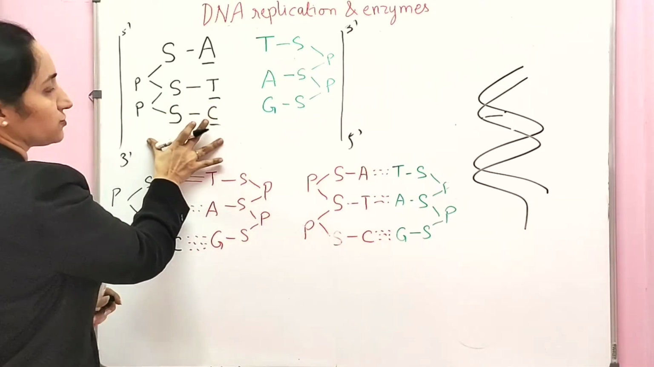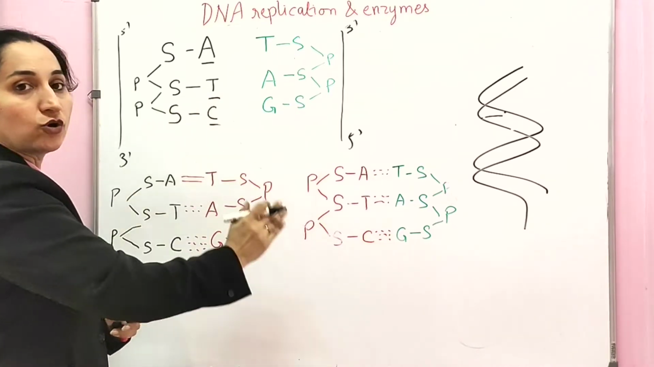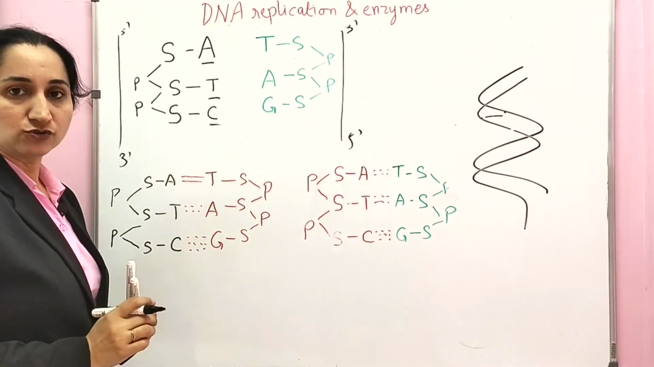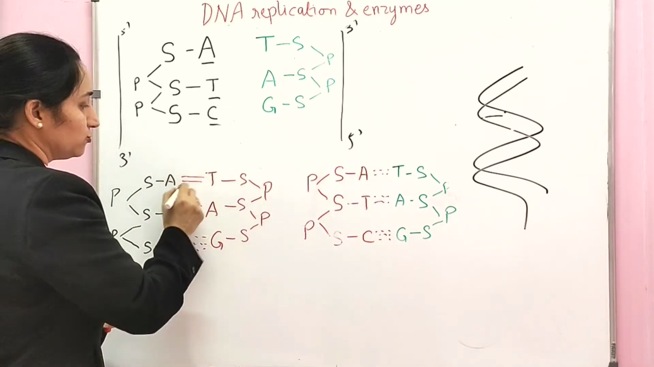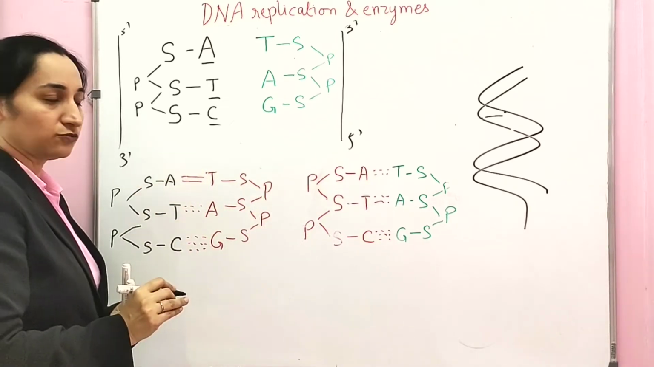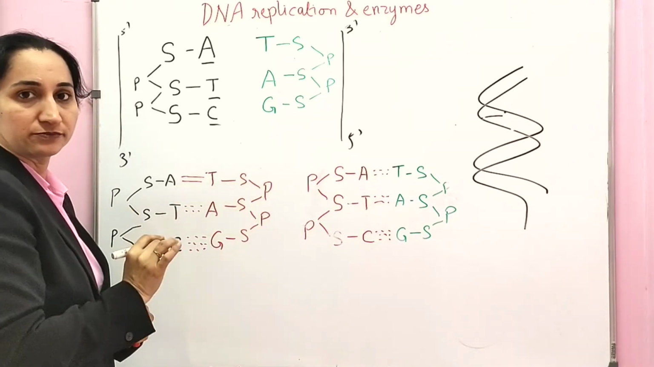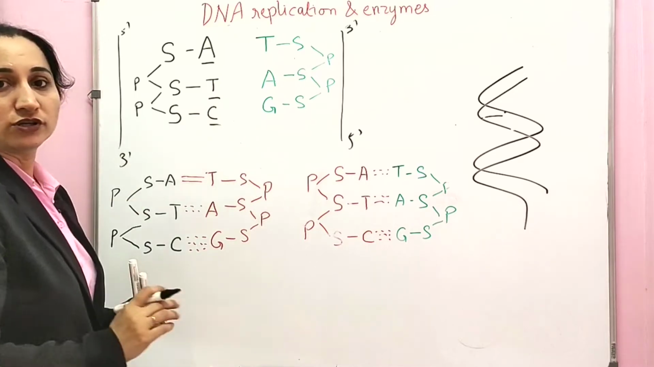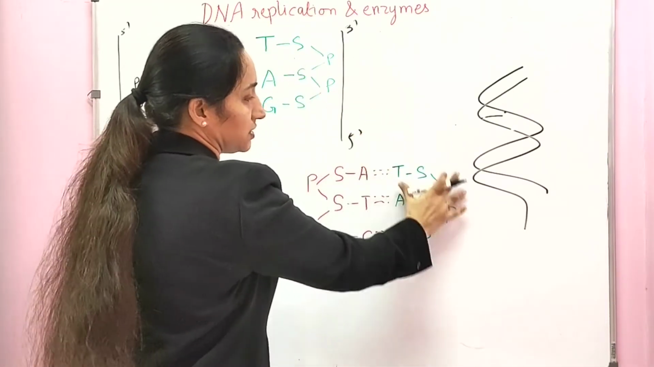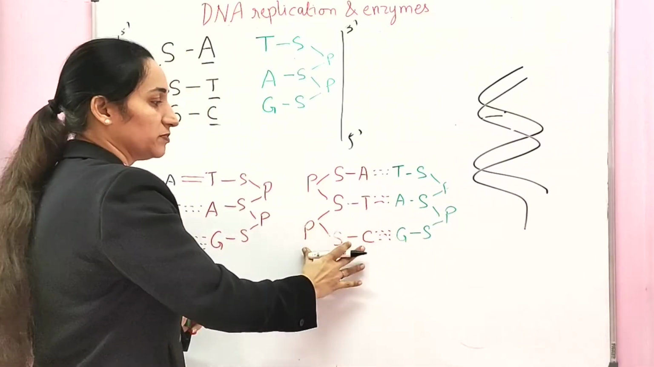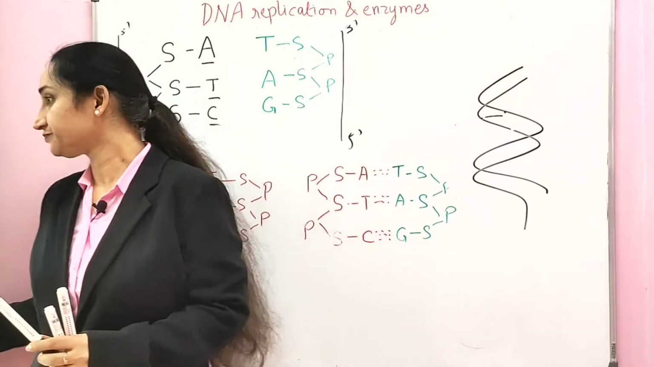Okay, now let us suppose the hydrogen bond has been broken. Now this is first strand, this is second one. Now this strand will attract complementary nucleotides. The complementary nucleotide will be this. Then hydrogen bond will be formed. As soon as hydrogen bonds are formed, the phosphodiester bonds will be formed to make a new molecule of DNA. Similarly, this strand will form its complementary strand in the same way.